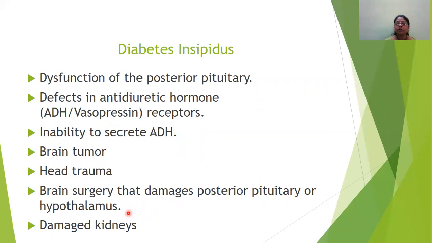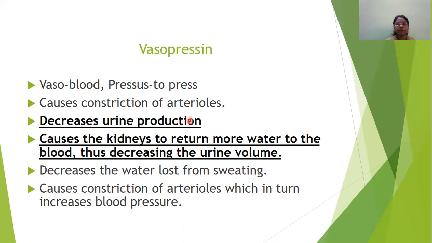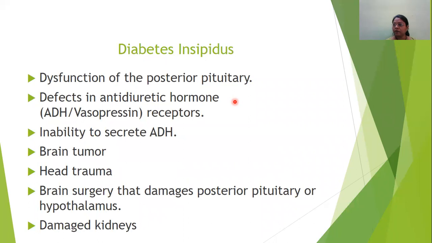So according to the name vasopressin, we have seen our question about the diabetes insipidus. So the answer of the question is mainly the vasopressin. So what is diabetes insipidus? Diabetes insipidus is mainly caused due to the dysfunction of the posterior pituitary. Also, it causes defects in antidiuretic hormone receptors. It is inability to secrete the ADH or vasopressin.